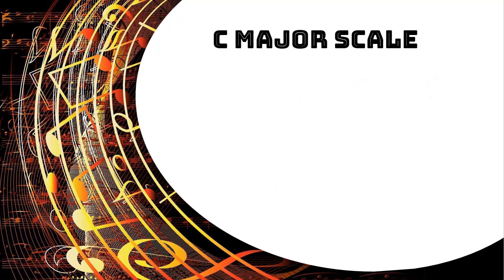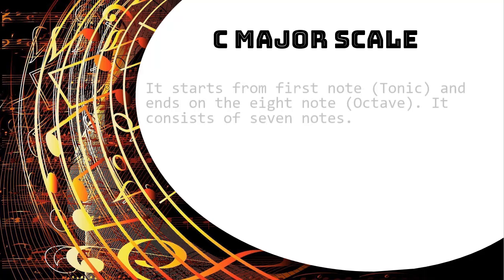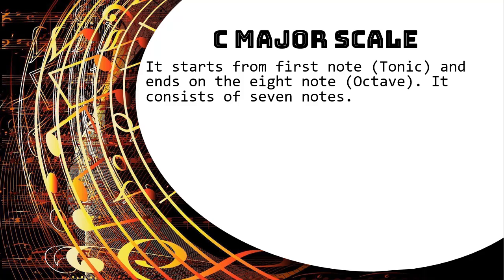Now we are going to use the C major scale as a reference to study how the tones in a major scale are laid out. The C major scale is quite easy to understand because we are making use of all the white keys with reference to the keyboard, and we are not using any sharp or flat. Now the C major scale starts from the first note, which is called the tonic, and the scale always ends within an octave. Now it ends on the octave note, which is the 8th note.